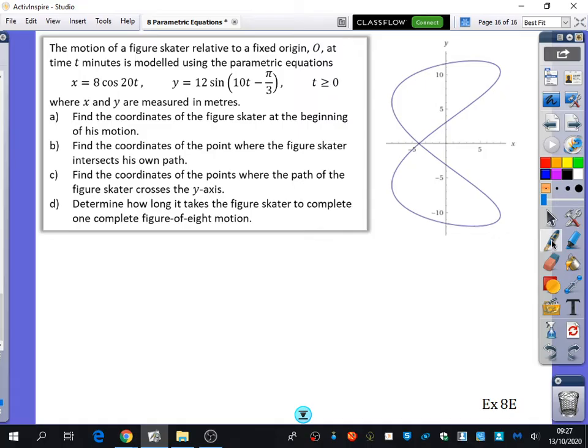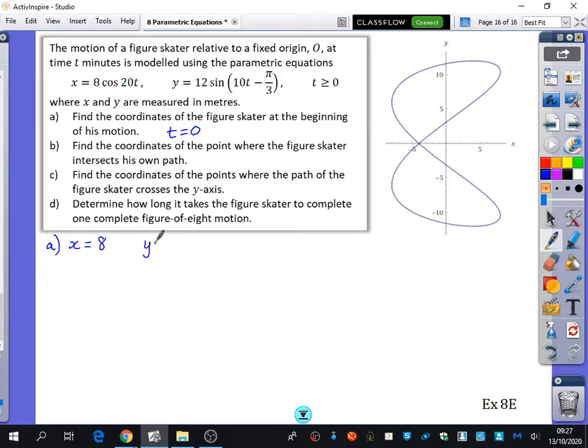The beginning of his motion is just telling us that t is equal to 0. So it's just going to be a substitution for these beginning bits. And I want to try and do this substitution. We can probably do most of this without a calculator. So if t is equal to 0, what is the cos of 0? 1. So 8 times 1 is just 8.